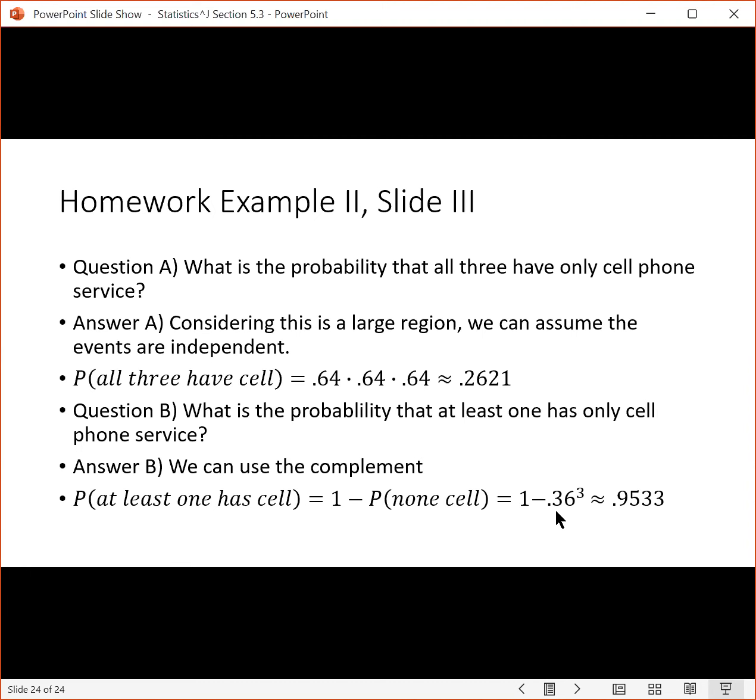Right. And so that's why we're multiplying by 0.36 here, because now we're looking for the chance that you don't have a cell. And so there's going to be 3 of those. There's 3 of those ands embedded in here. First one doesn't have a cell. Second one doesn't have a cell. Third one doesn't have a cell. So that's why we've got this third power, because we're dealing with 3 people and each one does not have a cell. And then we take 1 minus that to get our probability.